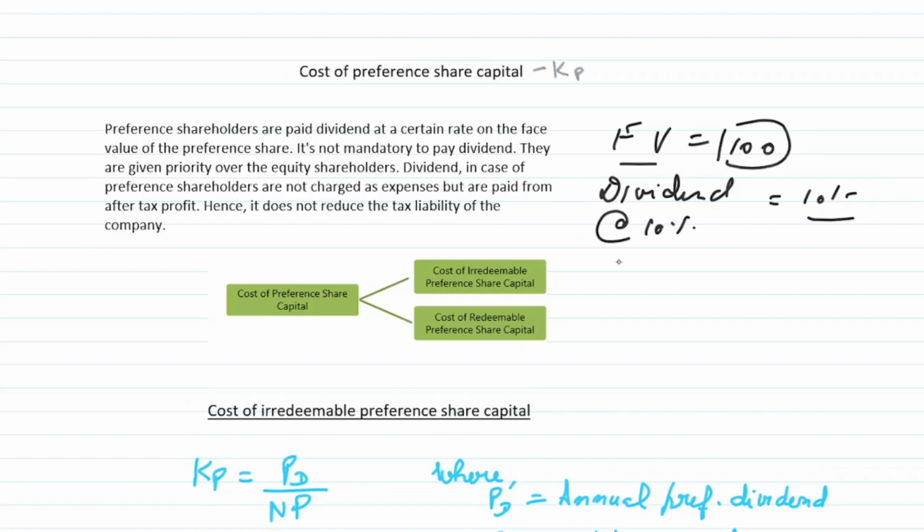It means that, as we read in the case of debentures, there is a tax shield that the debenture holders get. Preference shareholders are not getting any kind of tax benefit because they are paid only from after tax profit, right? So it does not reduce any tax liability for the company.